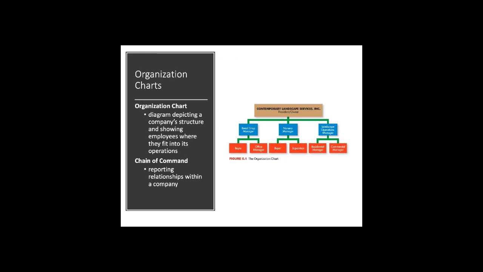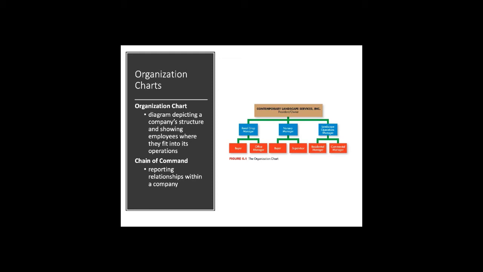Now, one of the ways that has been used for a very long time to show these kinds of relationships visually is the organization chart. And you see an example organization chart, figure 6.1 from the textbook, right there in front of you on the right-hand side of this slide. What does this diagram say? Well, it depicts a company's structure and shows employees where they fit into the operations.